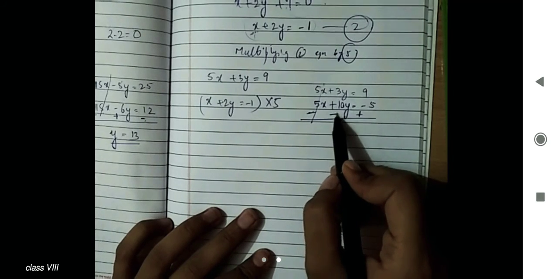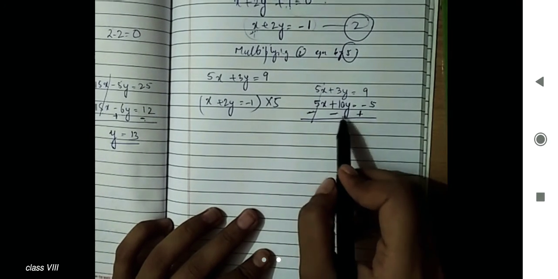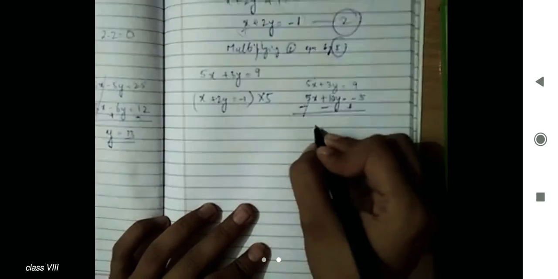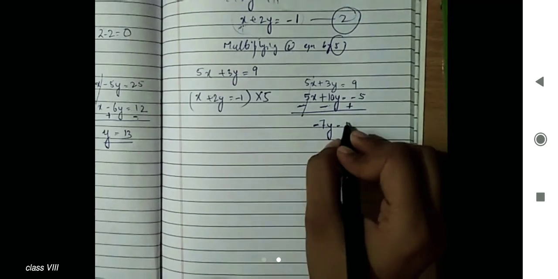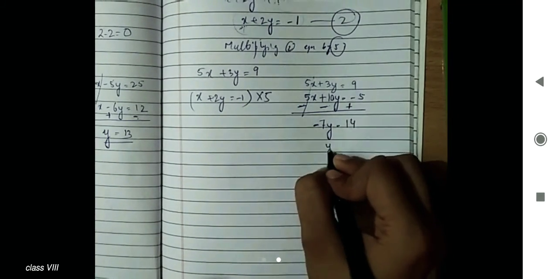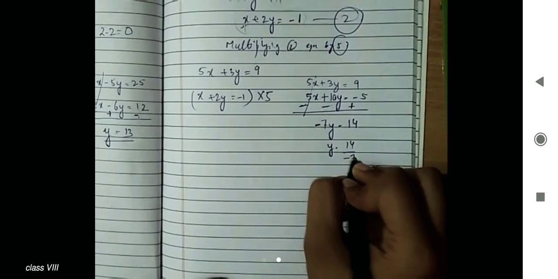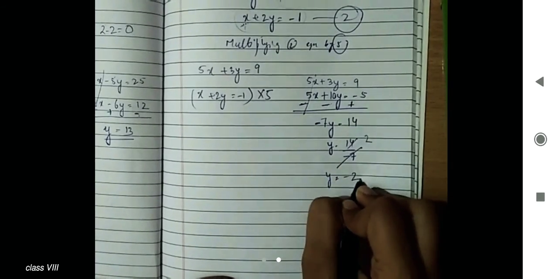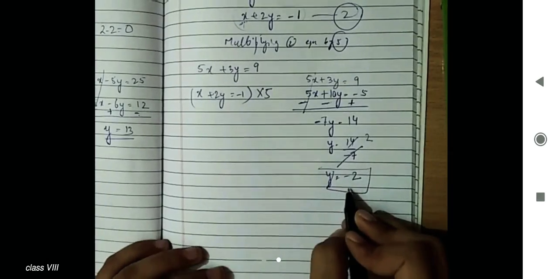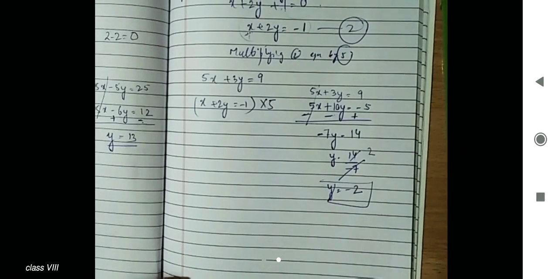Now minus 10 plus 3, considering the new sign, will give you minus 7y. And 9 plus 5 gives you 14. So y is equal to 14 upon minus 7. Taking minus 7 down, that is 2, so y is equal to minus 2. Now, just put the value of y in either equation and you will get x. This is how you will do the elimination method.